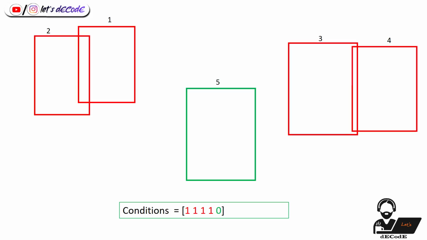Finally, if the element in the conditions matrix is 0, we consider it safe, otherwise they are in danger as they are close to other people.